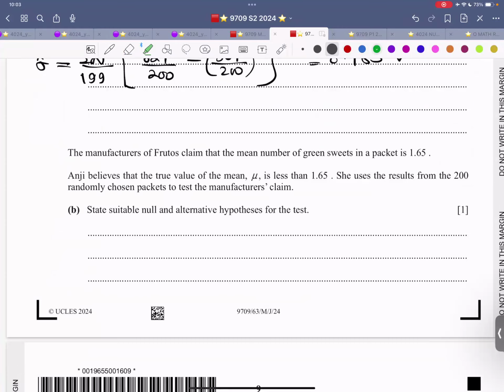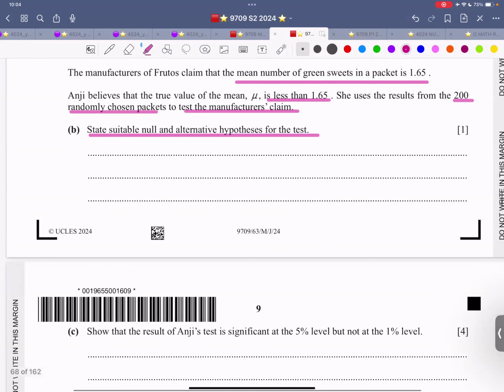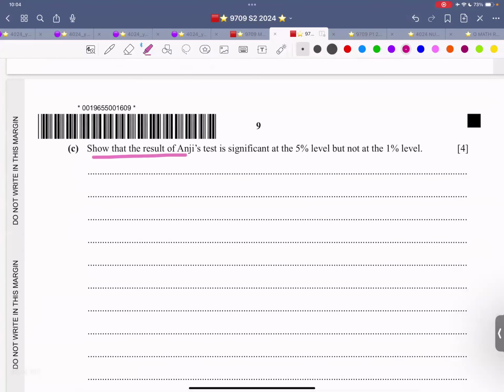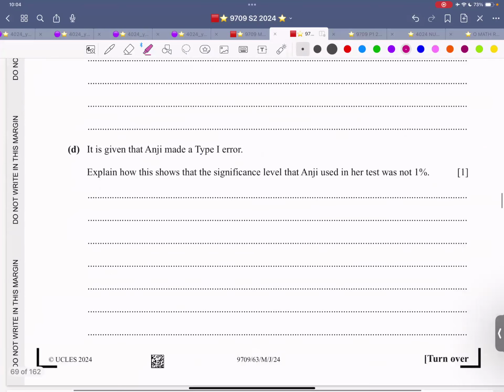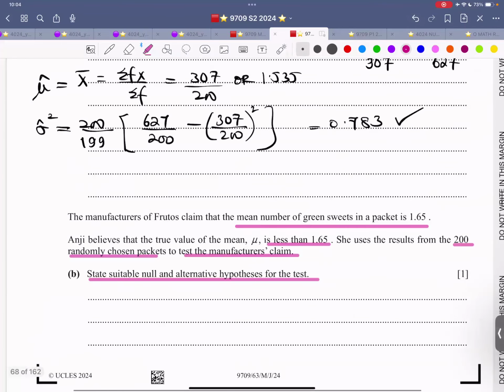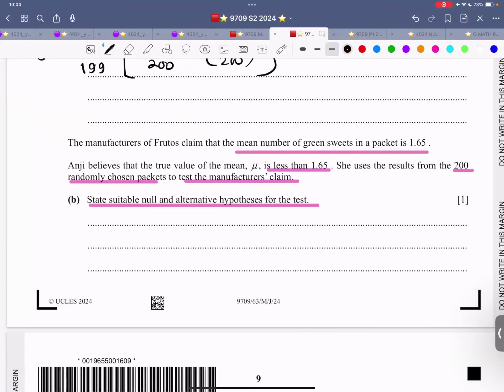Now it says the manufacturer of Fructose claims that the mean number of green sweets in a packet is 1.65. That's the mean. NG believes that the true value is less than 1.65. She uses the result from 200 randomly chosen packets to test the manufacturer's claim. State suitable null and alternative hypotheses. That's 1 mark. Show that Anji's result is significant at 5%, but not at 1% level. And first, let's do this. So 4 plus 1 is 5 marks.